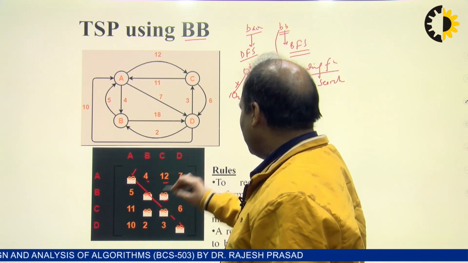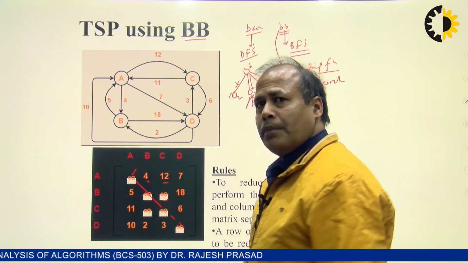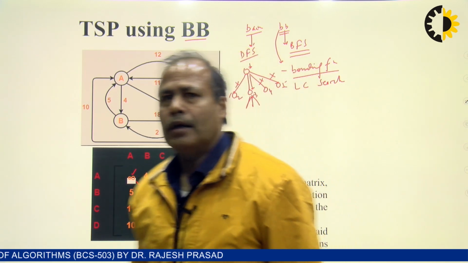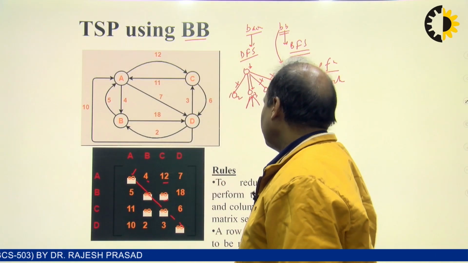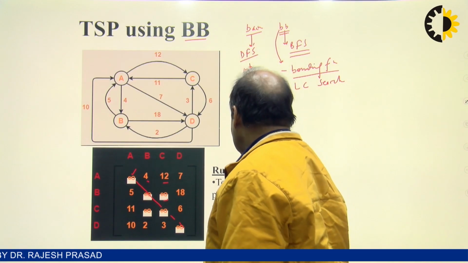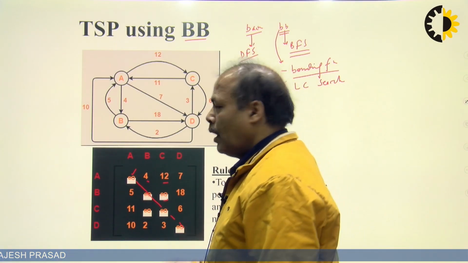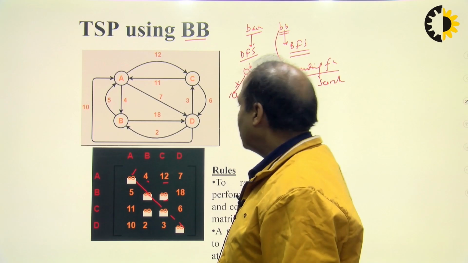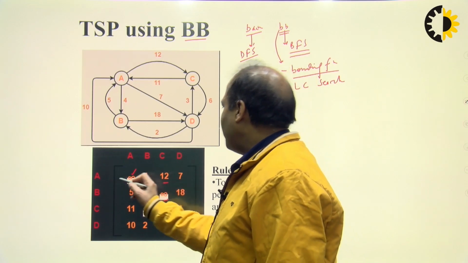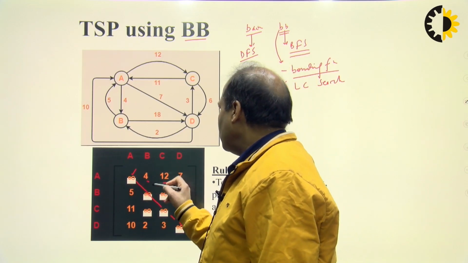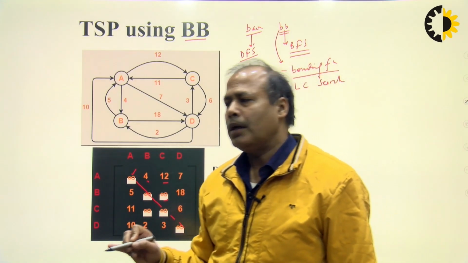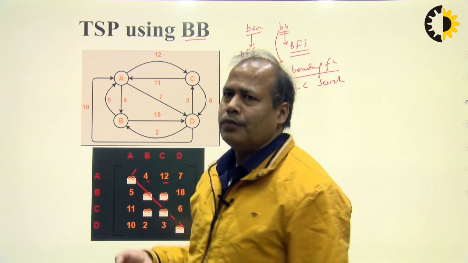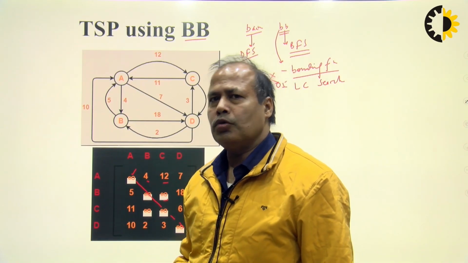After making this matrix, we apply the row reduction and column reduction techniques. What is the row reduction technique and column reduction technique? A row can be reduced if it does not have a 0. Remember, a row or column can be reduced if it has only non-zero values.